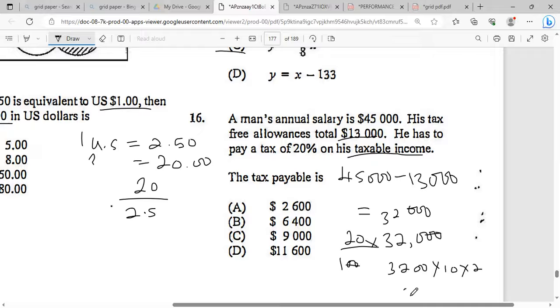So this works out to 3,200. And then times 2, so that would be 6,400.